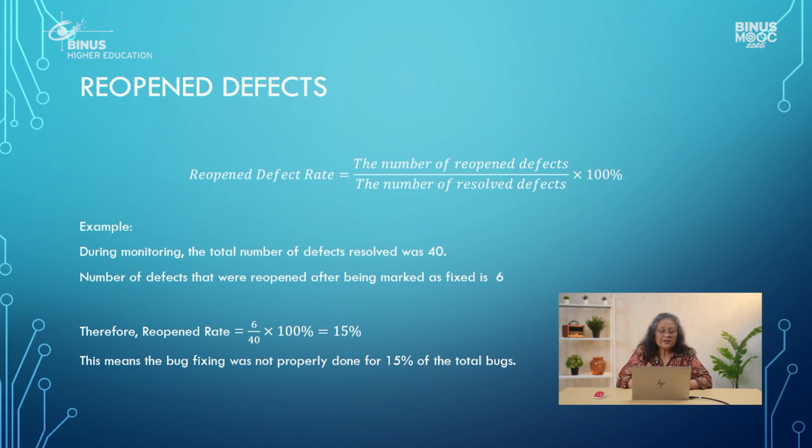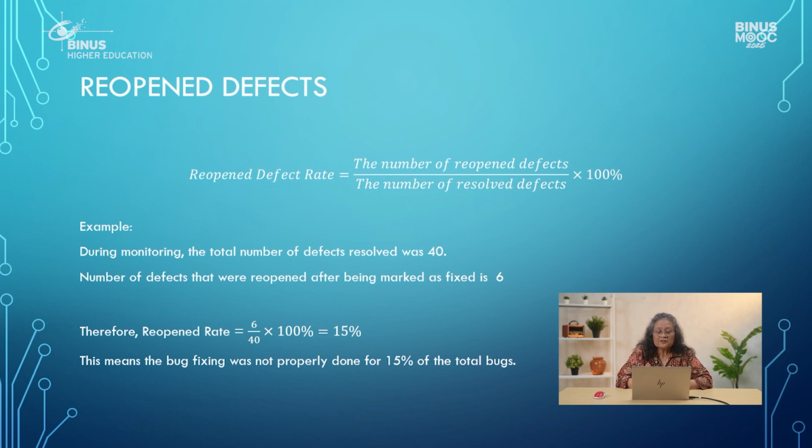We are monitoring our software, and the total number of defects resolved was 40. But actually, 6 of them were reopened. So the reopen rate is 6 over 40 times 100%, which is 15%. How do we interpret this 15%? It means that for 6 of those defects, the bug fixing was not properly done. That is why they had to be reopened. So this 15% means that the bug fixing was not properly done for 15% of the total bugs.